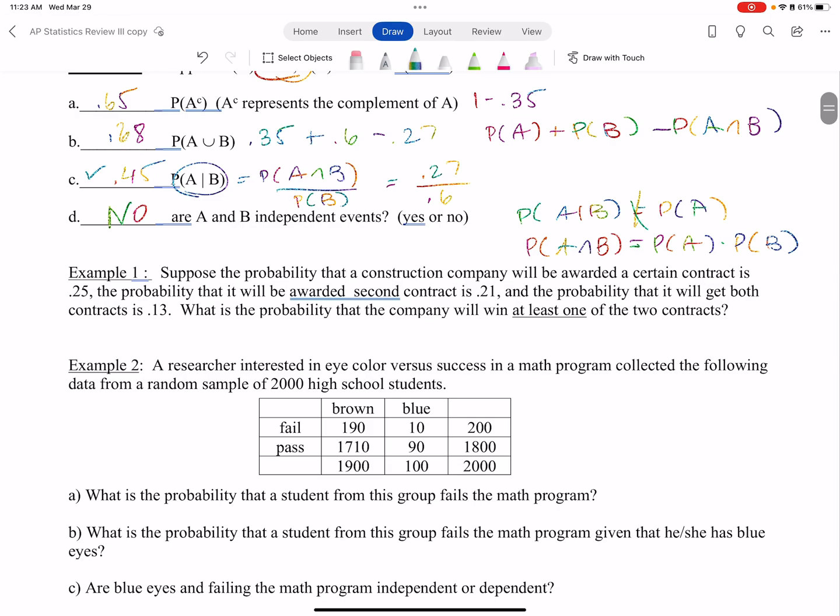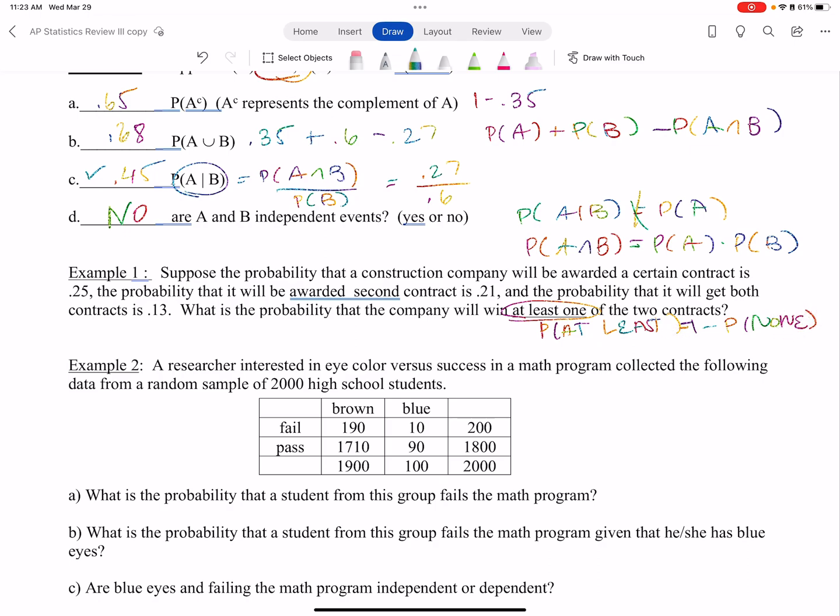Okay, let's look at example 1. Suppose the probability of a construction company being awarded the contract is 0.25. Let's continue here because I'm sure you've read it. It says, what's the probability that the company will win at least one? Whenever you're doing at least one, we're wanting probability of at least one equals 1 minus the probability of none.